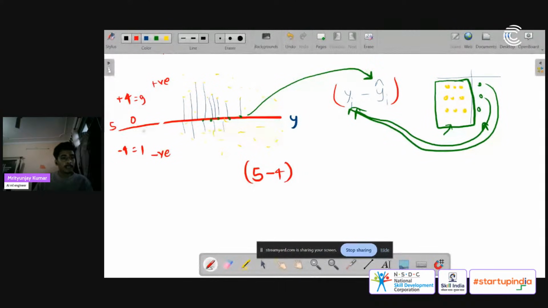But here we can see that the distance from this line upside is 4 units, and at the bottom it's the same 4 units. But when we simply add them, this value is going to become 9, and this value is going to become 1. So this is not the right way, right?